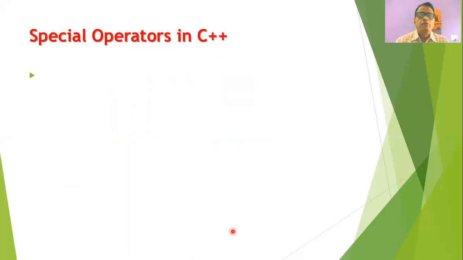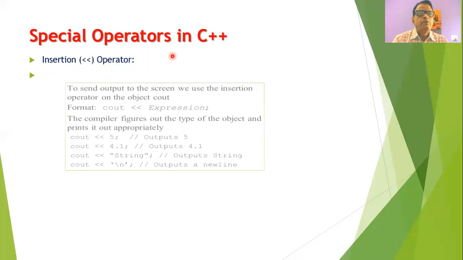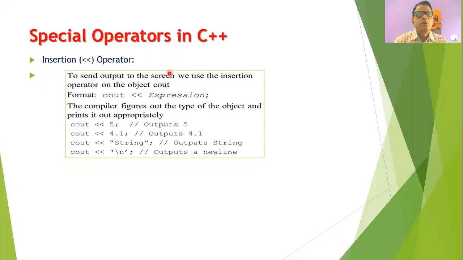So as we have seen, there are different operators available in C++. Some of the operators can be called special operators. For example, we have the comma operator and the sizeof operator. Apart from that, there is an operator called the insertion operator, and we always need to use it with the object cout. Whenever we want to send some data to the screen, or display something, we can use the object cout. So the general format is cout, then the insertion operator, and then you can write some expression or some variable.